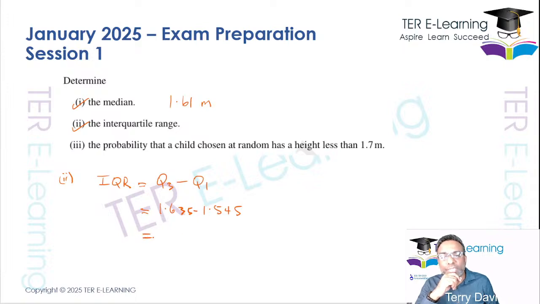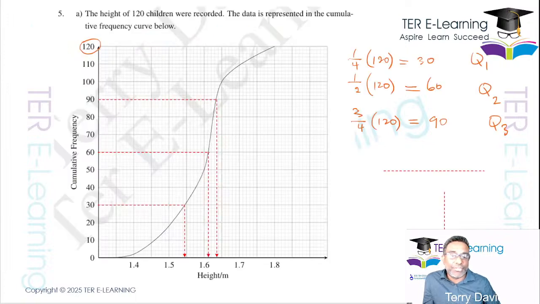So when you subtract, we're going to get 1.635 minus 1.545, and I'm getting around 0.09. So this here represents my interquartile range. If you have never seen this before, you need to be able to work out the lower quartile and the upper quartile.